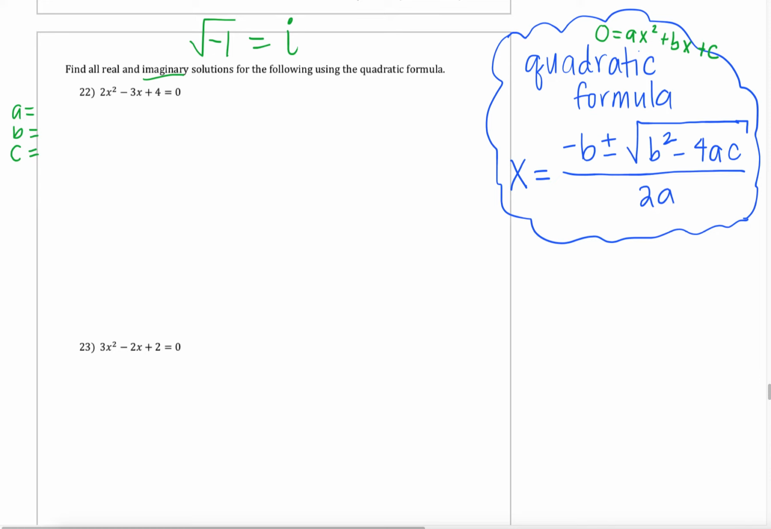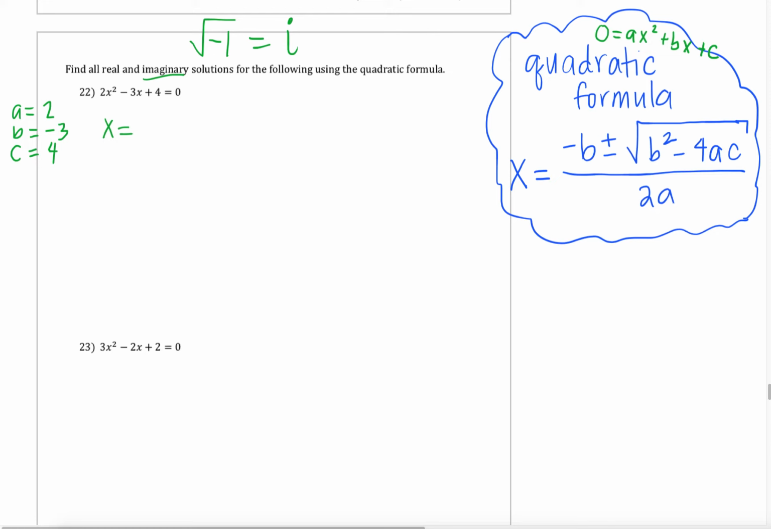So our a is equal to positive 2, our b is negative 3, and our c is positive 4. From here, we want to go ahead and set up the quadratic formula. Why don't you guys pause the video and write down your setup for the quadratic formula. And remember, it is necessary to show your setup on a learning check or on an assessment. So let's check our setup.